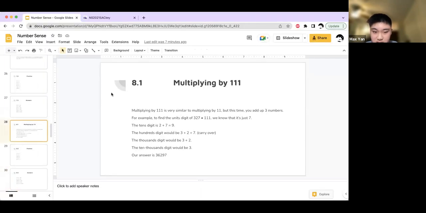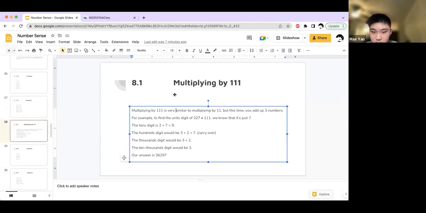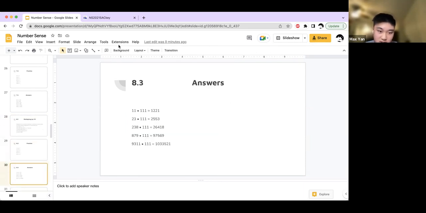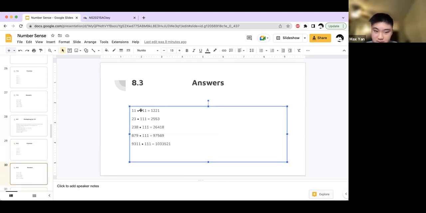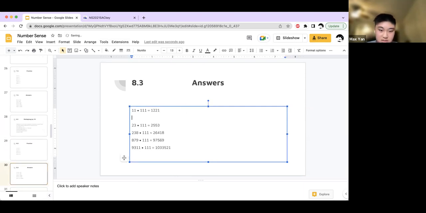So if you just joined, we've gone over multiplying by 2 digits, multiplying by numbers close to 100, multiplying by 11 and 111. And we've also done a practice set. So right now we're going over multiplying by 111. That's what all of these problems have in common.